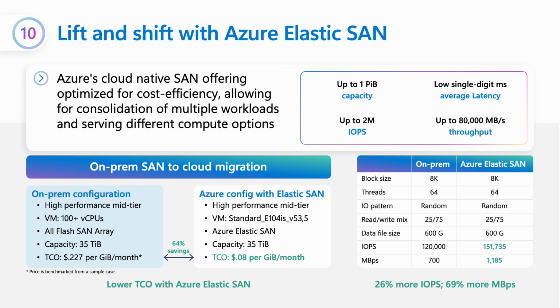In this example, you can see a SQL workload that is being migrated from an on-premises SAN to Azure. Based on the requirements, here you see that Azure Elastic SAN delivers 64% savings compared to the on-premises SAN list price. With Azure Elastic SAN, you're not just investing in better technology in the cloud. You're investing in smarter spending, greater agility, and the freedom to scale without compromise.